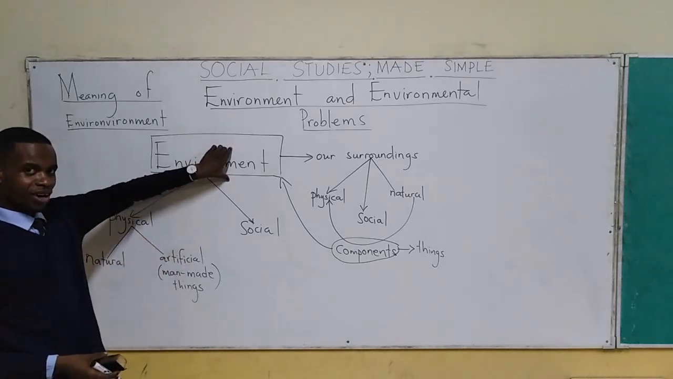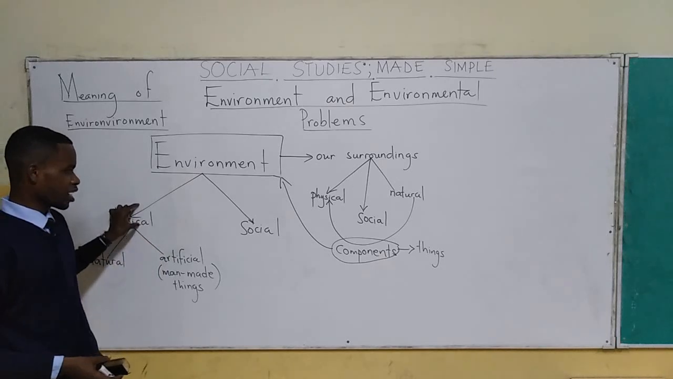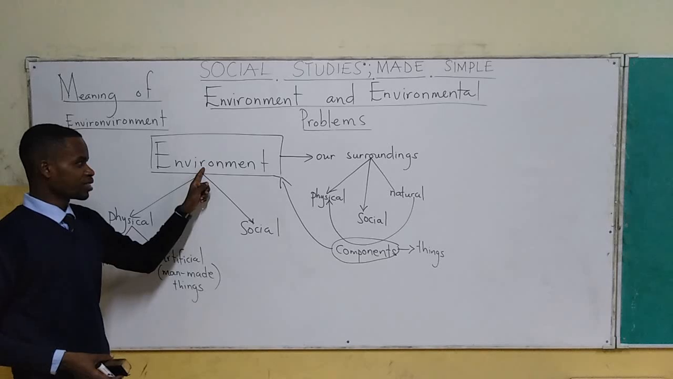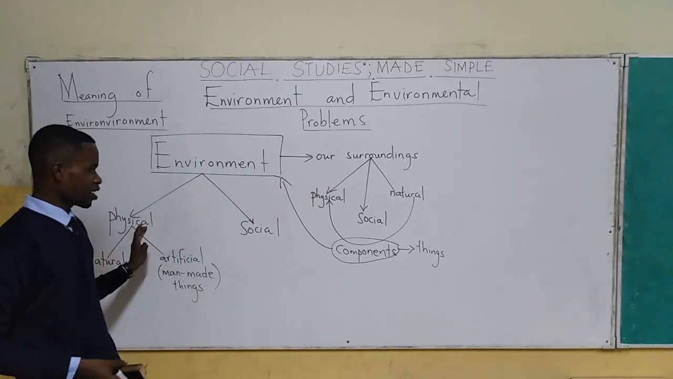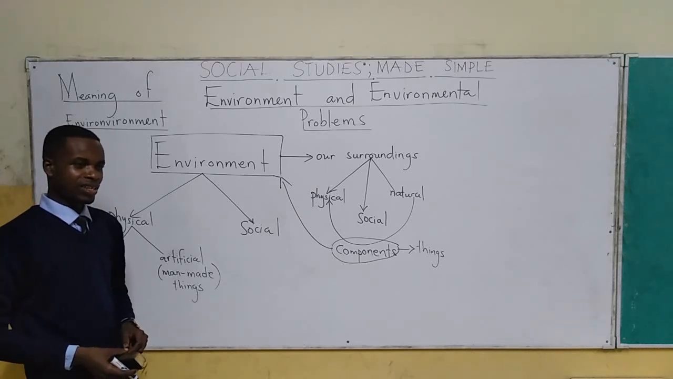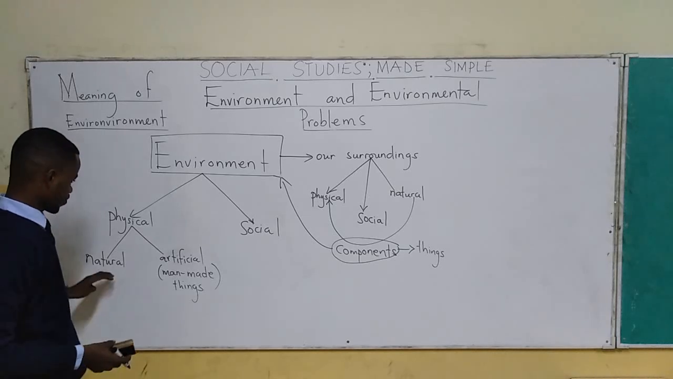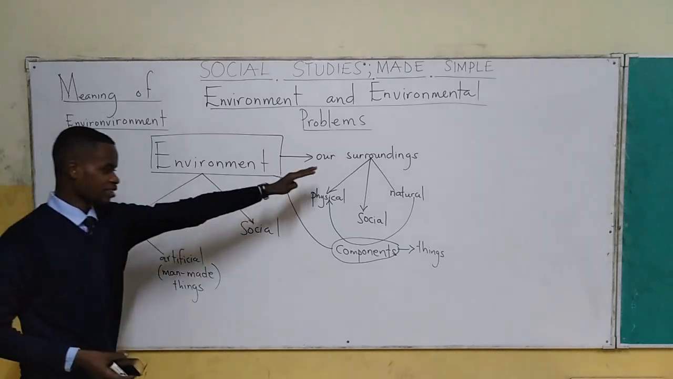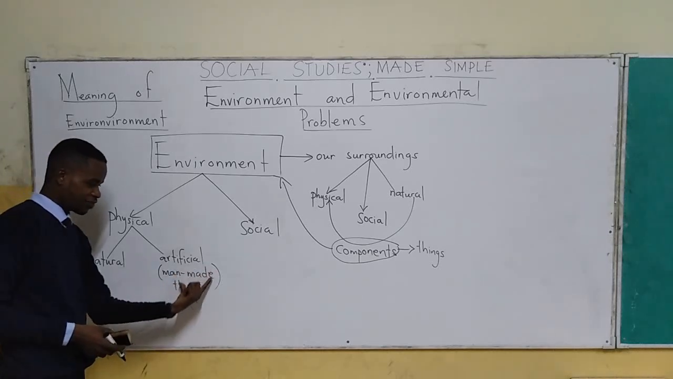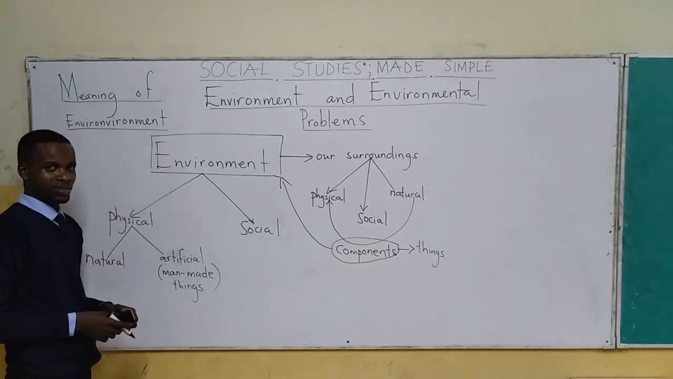So what is environment? You can say that environment refers to our physical and social surroundings. Environment refers to our physical and social surroundings. In breaking it down, to explain the point further, you go ahead and say the physical surroundings consist of our natural and artificial things, or you can use components.